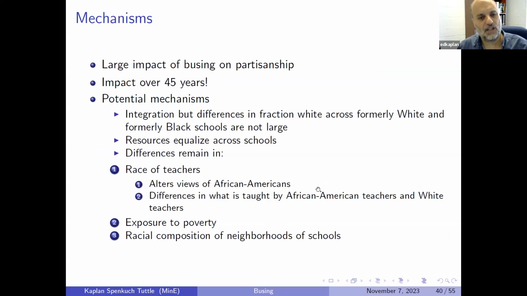So really quickly, let me just say something about mechanisms. We find large impacts of busing on partisanship. The impact is over 45 years. Integration, there's two-way integration. We don't think that the integration of students is really what's causing our effects, because they were relatively equally apportioned at all schools. All schools were roughly equally integrated. Resources were also relatively equalized across schools, so we don't think that's a mechanism.